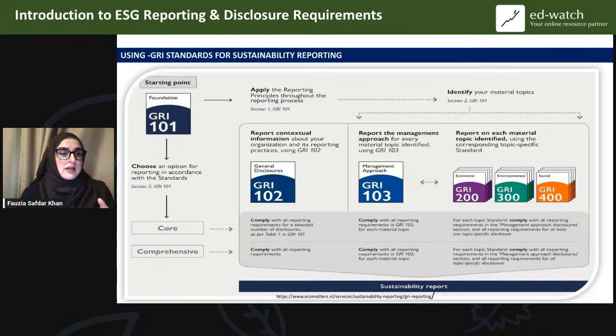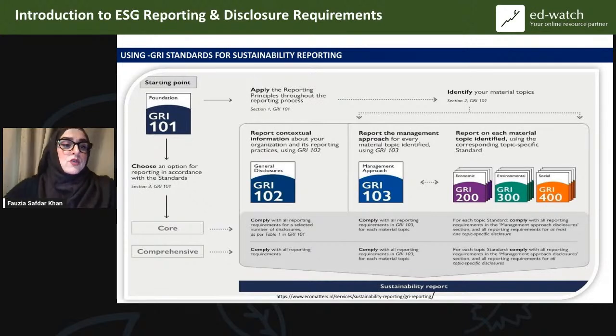A little bit about that: what is inside GRI? Standards, and these are the standards which are divided into four series, which you can see on the screen also. Universal again has three parts: foundation, general disclosure, and management approach. And then they have topical, which is economic, environmental, and social.